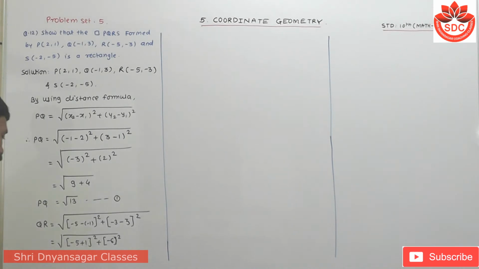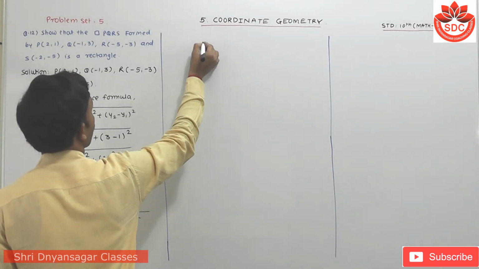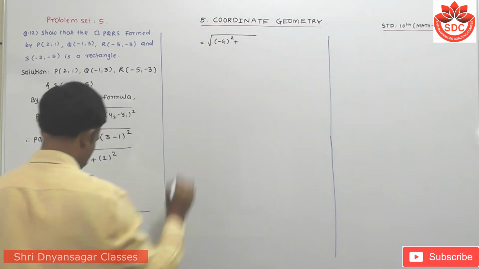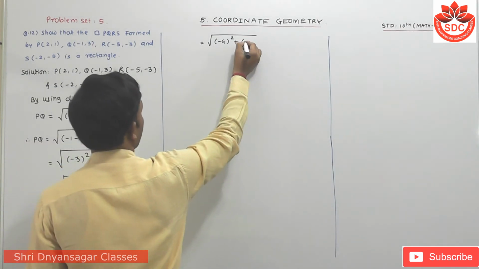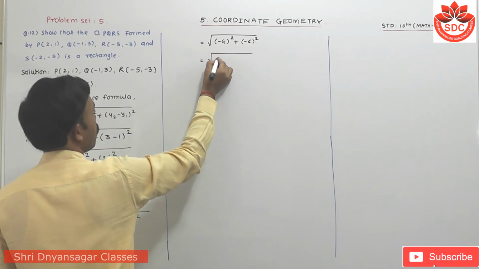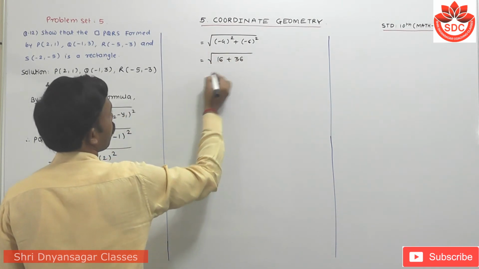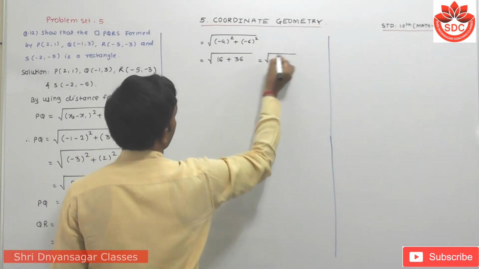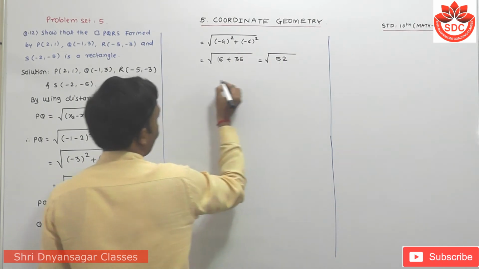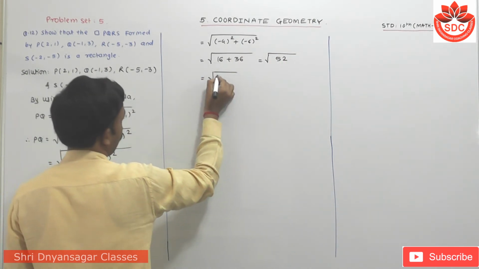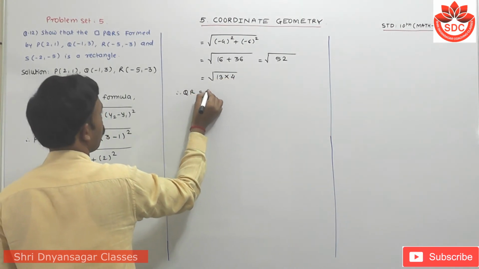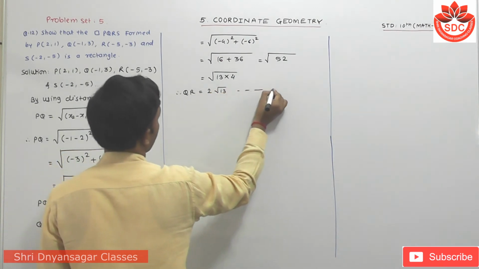Student, minus 5 plus 1 is minus 4, plus here is minus 6 square. Minus 4 square is plus 16 plus 36. The addition becomes 52. Again we have to factorize it, 13 times 4. So the value of QR is equal to 2 root of 13. This is equation number 2.